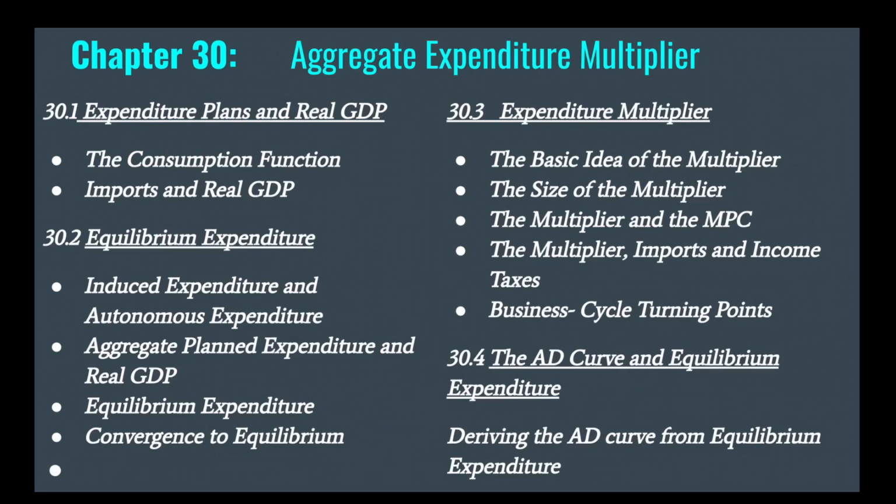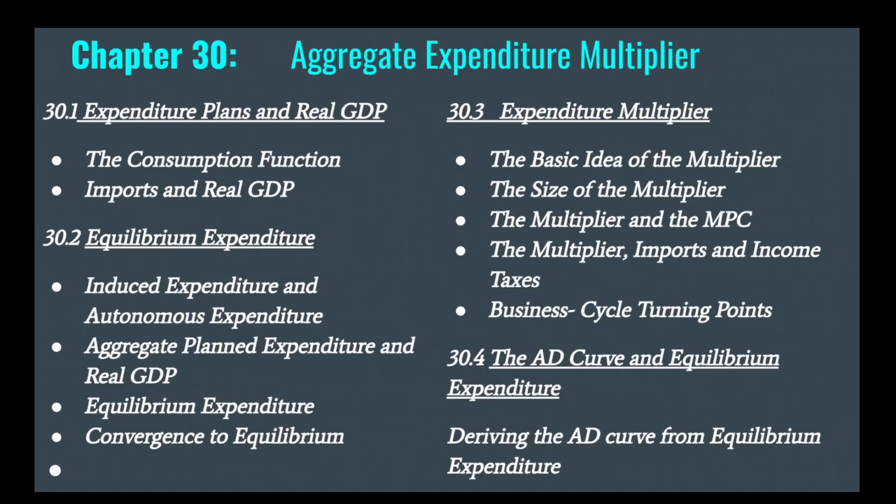Chapter 30 Aggregate expenditure multiplier. 30.1 Expenditure plans in real GDP. The consumption function, imports in real GDP. 30.2 Equilibrium expenditure. Induced expenditure and autonomous expenditure. Aggregate planned expenditure in real GDP. Equilibrium expenditure. Convergence to equilibrium.